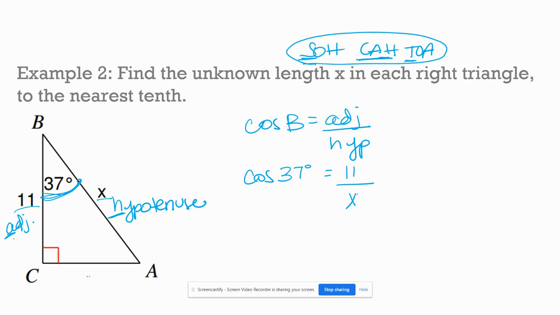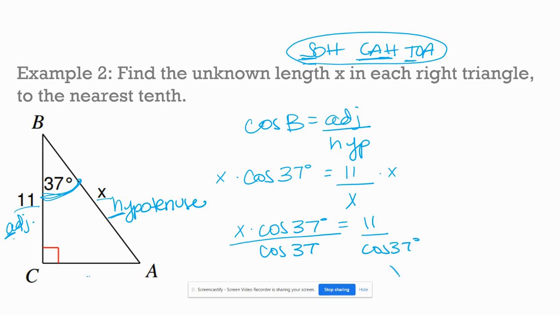Now, I need to solve for x. So I'm going to go ahead and multiply both sides by x. And I'm going to get x times cosine of 37 degrees equals 11. And to get x by itself, I'm going to go ahead and divide by cosine of 37 degrees on both sides. Now I'm going to go ahead and stop this video and start a new one where I can share my calculator with you.